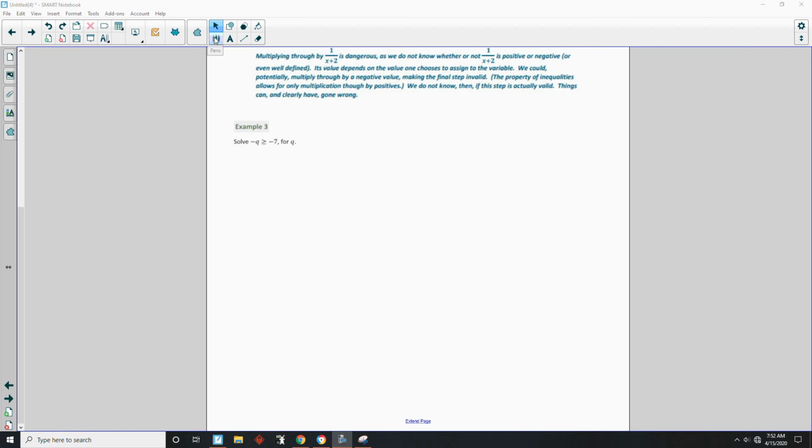Okay, example 3 says solve negative q is greater than or equal to negative 7 for q. Okay, so if I have negative q is greater than or equal to negative 7, and I multiply everything by negative 1 because I don't want a negative variable, then negative 1 times a negative q is q. Negative 1 times a negative 7 is 7. But when you multiply an inequality by a negative, this sign right here gets reversed. So I have q is less than or equal to 7.